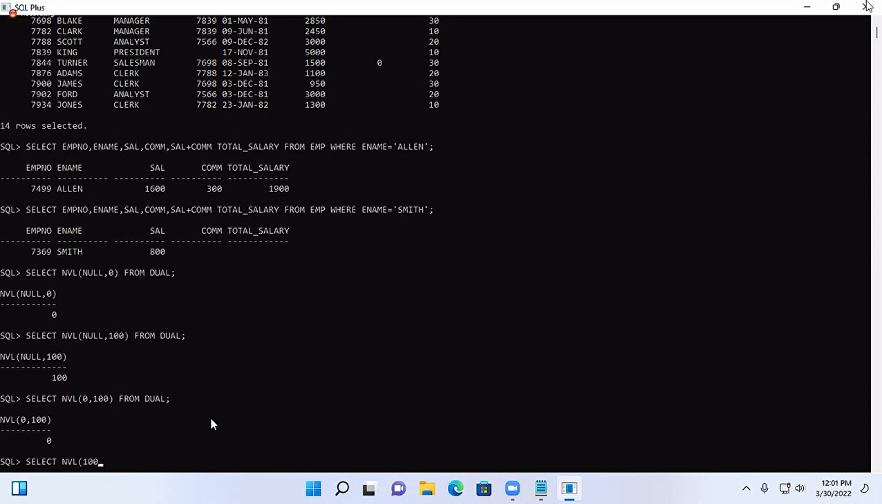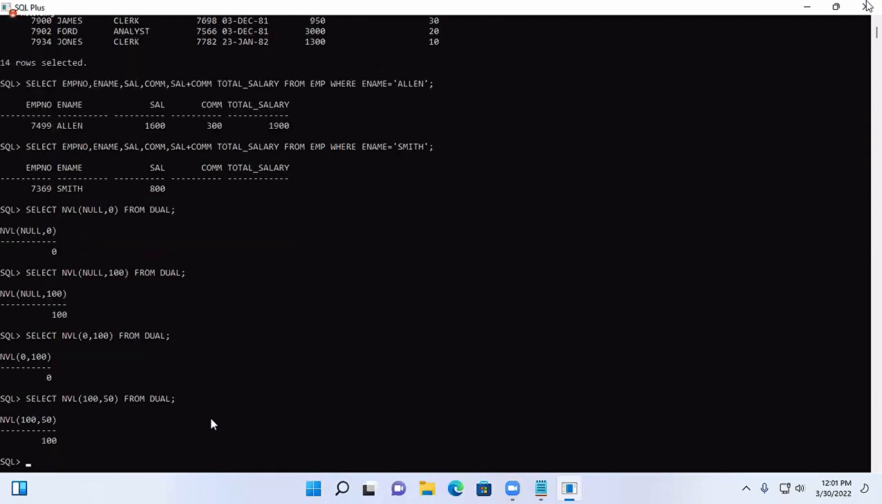100 comma 50, I'm giving now. Now tell me what is returned? 100 is returned. So if your expression 1 is null, then only the expression 2 value is returned. If it is not null, then it returns the expression 1 value only.